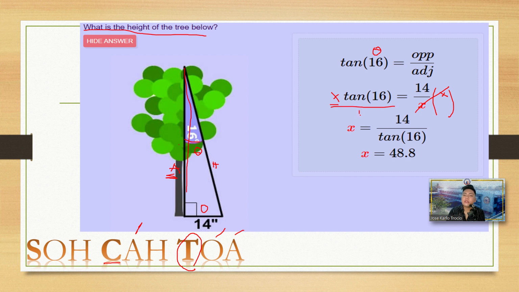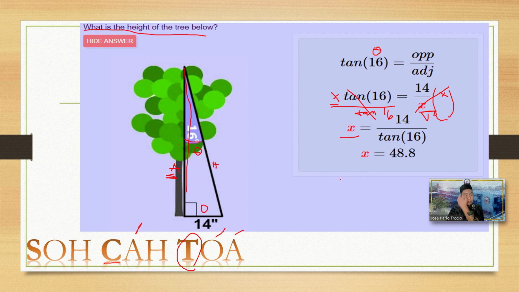Just also divide it by tan 16 over here, and the other side also tan 16, right? Cancel this, leaving you with x equals 14 over tan times 16. Okay.